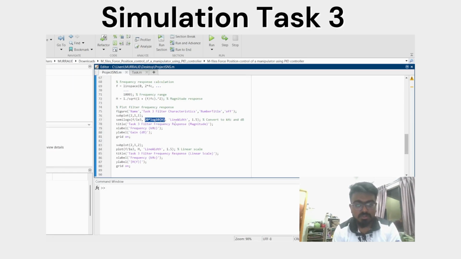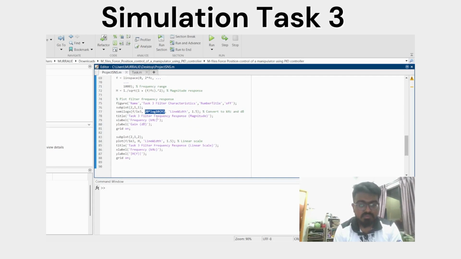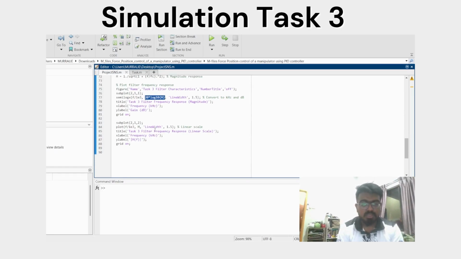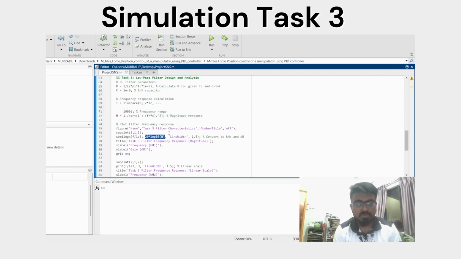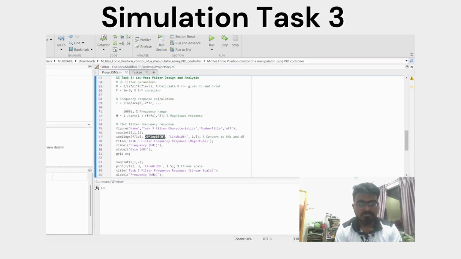We need to convert it to decibels since we want to know the low pass filter. The x axis will be frequency in kilohertz, and the y axis will be gain in dB. It will pop out a graph with task 3 filter frequency response in linear scale. And in a while we will see this result.